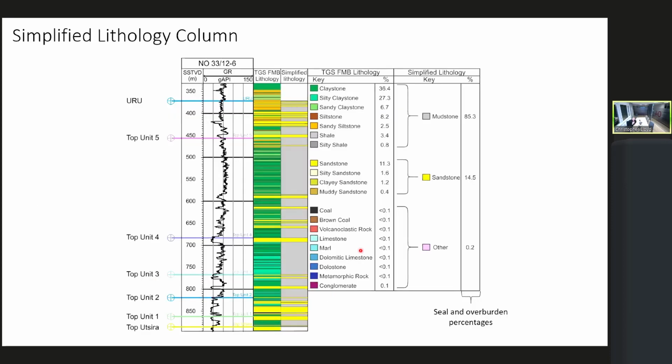The other stage to prepare the data was that we wanted to simplify the lithology column from the FMB one. This was simply because we had 141 wells, and due to time constraints, we wanted to make well correlations and comparisons easier. So these are the initial TGS lithologies, and we basically just simplified them into mudstone, sandstone, and other. And you can see the percentages here, just for the seal and overburden interval. It was around 99.8% mudstone or sandstone.